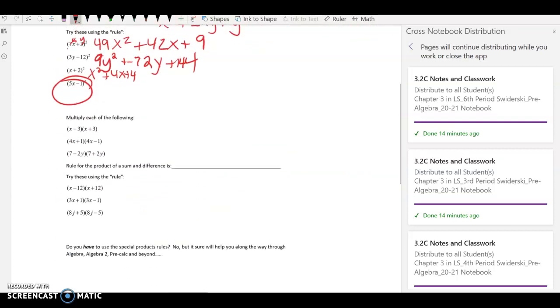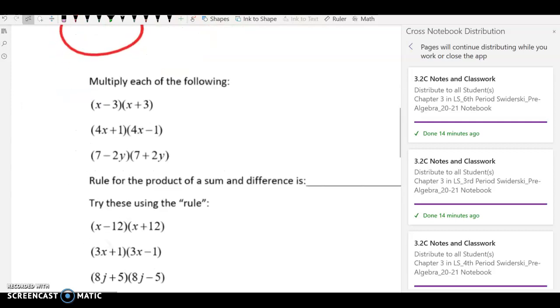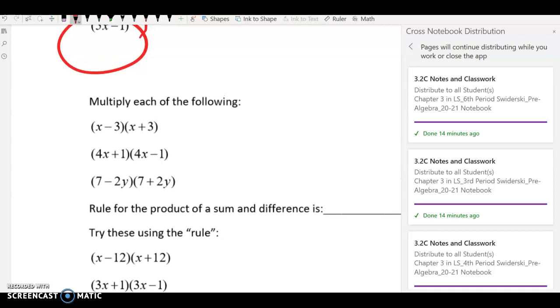Okay, down below, you're going to see a little something different. It says multiply each of the following. So let's use FOIL for these. Again, this is a little different. They're not the same. One's negative, one's positive. So we have to use FOIL. We get x squared. First, outside, positive 3x. Inside, negative 3x minus 9. Simplify. These guys cancel. So I get x squared minus 9.